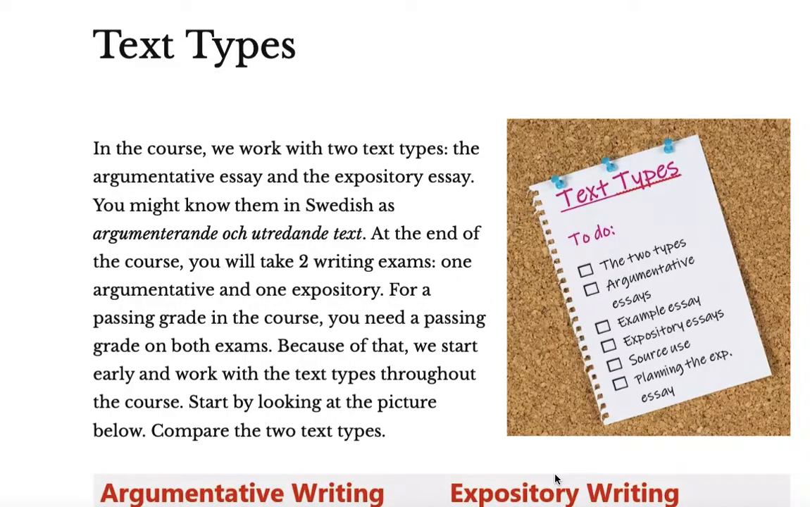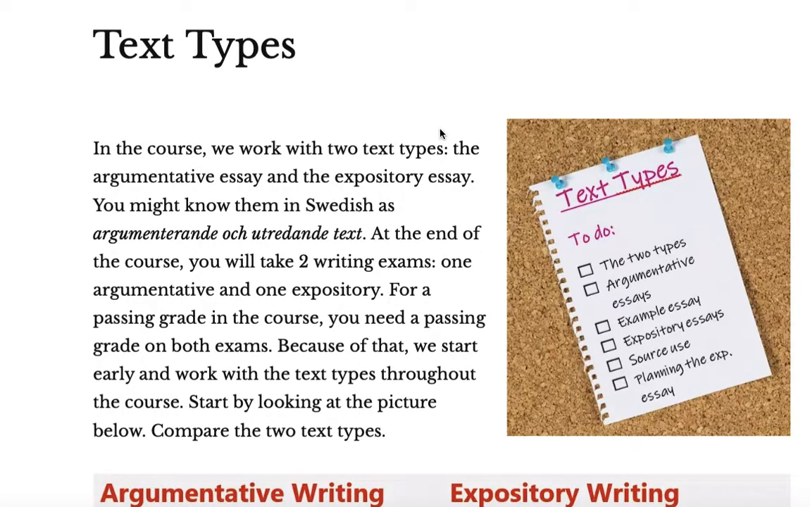This is step 1 in the video lesson and we will work on these things. And we'll talk about the two different text types, and the first one is argumentative essays. We're gonna look at an example essay. Then we're moving on to the expository essays and source use, and finally planning the expository essay.